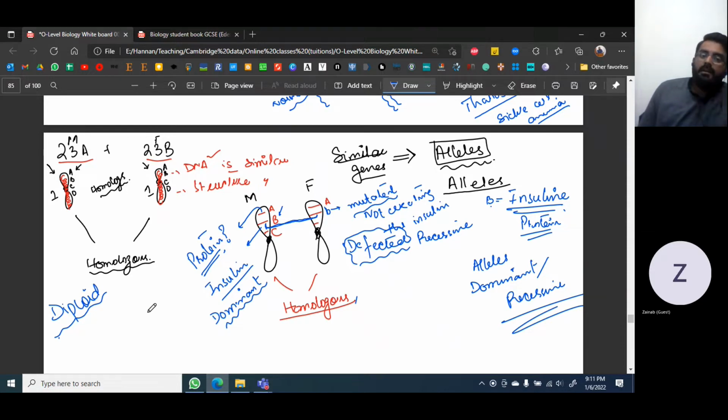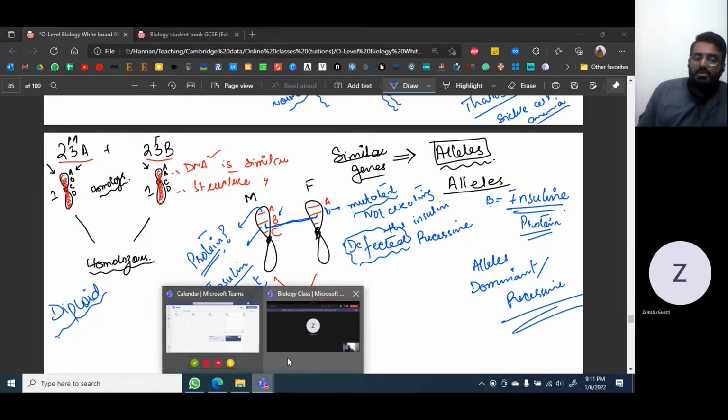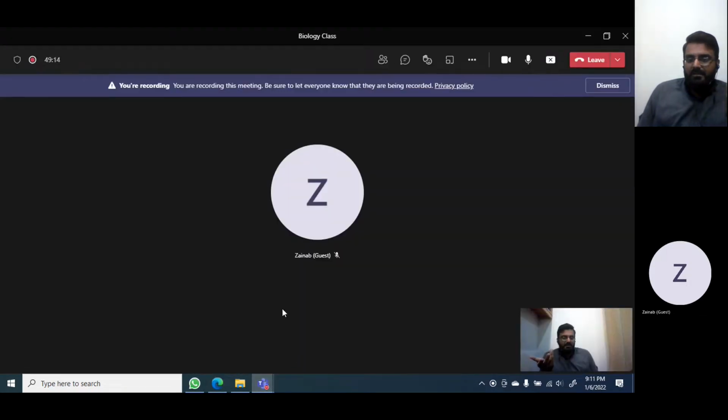And if both are not working, you can guess the situation. If both the genes of the insulin are not working, then you can get the result. There would be diabetes mellitus since the childhood.